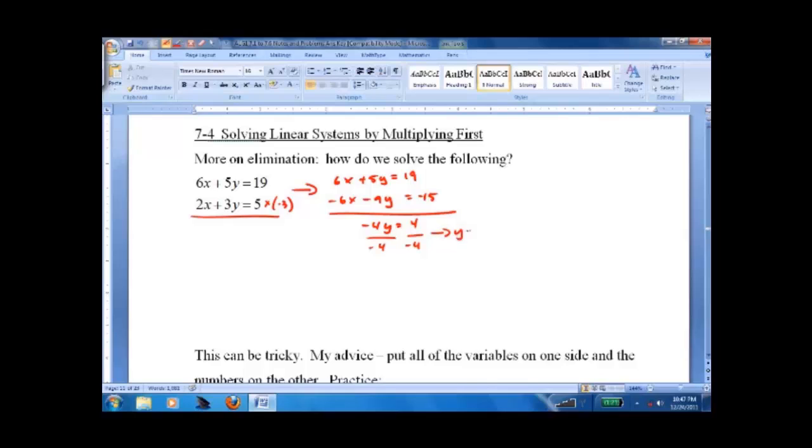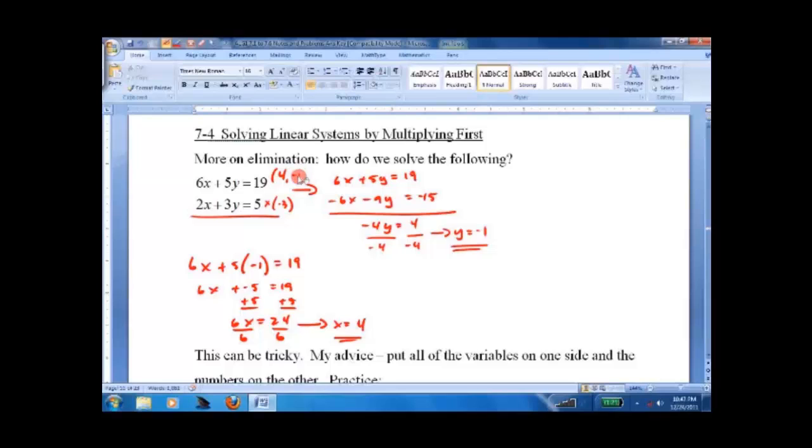Get y equals -1. Plug it back into either one. We'll use the top one. Solve for x. And we're never done until we check.